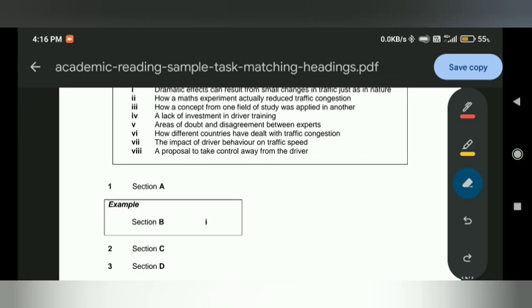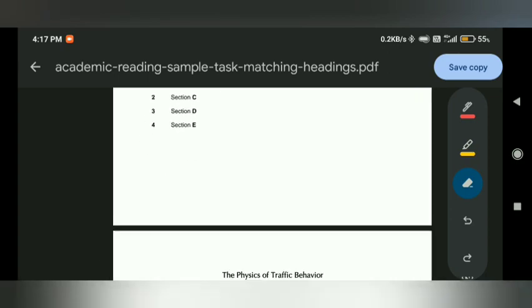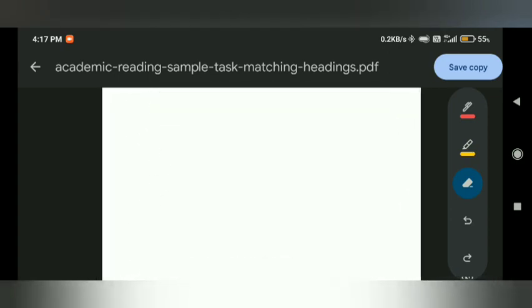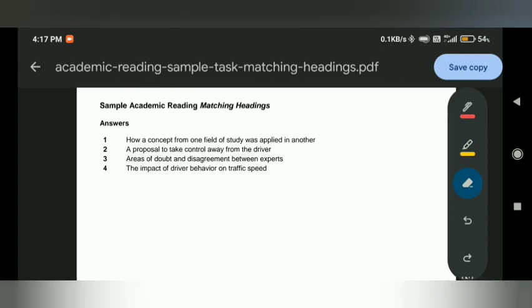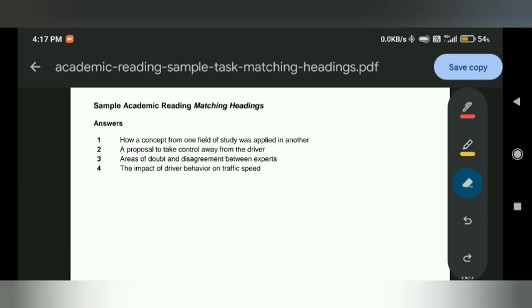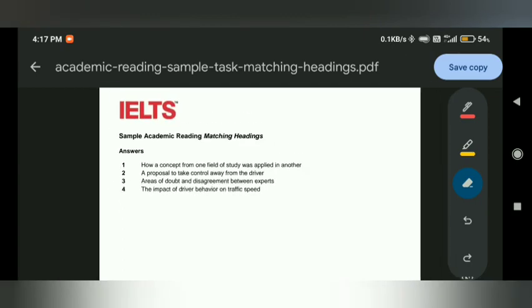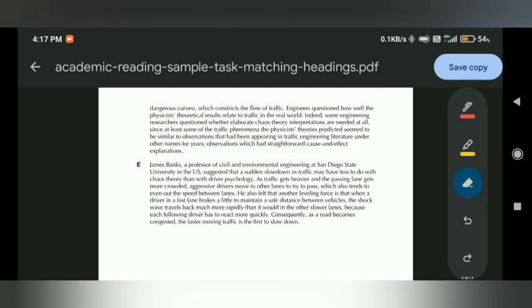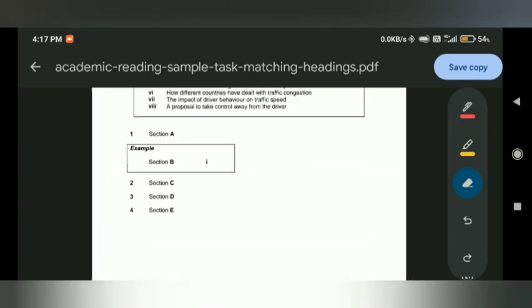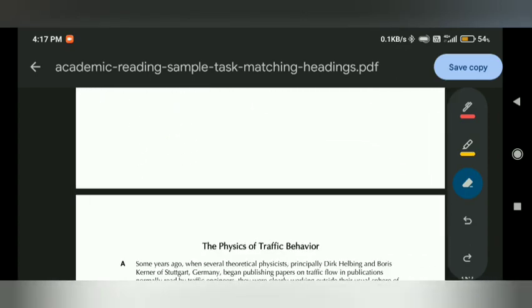So I guess the third one is the right answer: how a concept from one field of study was applied to another. So let's take a look at the answers. Just read the options one by one, and try to link it with the paragraph so that you can get the right answer. So yes, our answer is correct. The first option, how a concept from one field of study is used in another, is the correct option. So let's check the C paragraph.